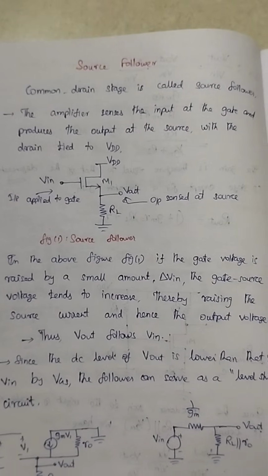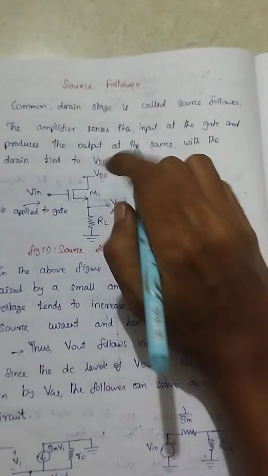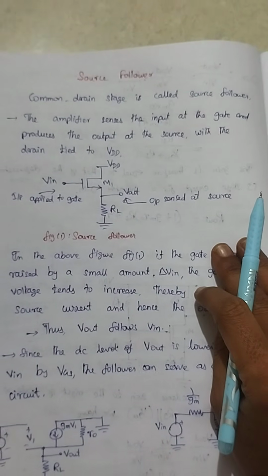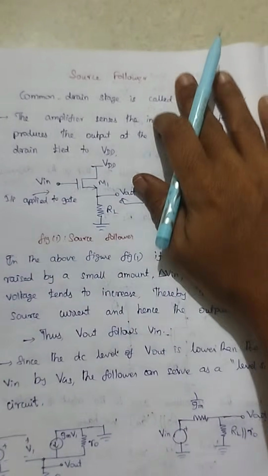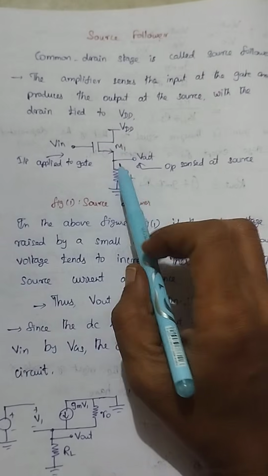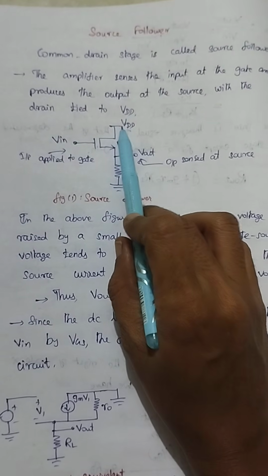Hello everyone. Now we are going to see about this source follower. In the previous video we have discussed the common gate stage. So in this video we are going to see about the source follower. First of all, what is a source follower? A source follower is nothing but a common drain.